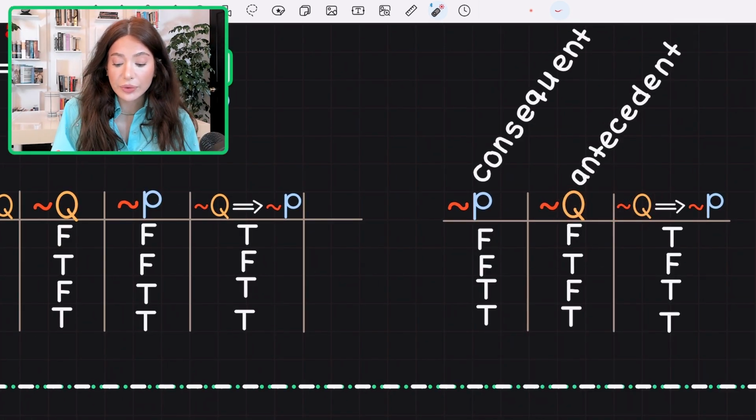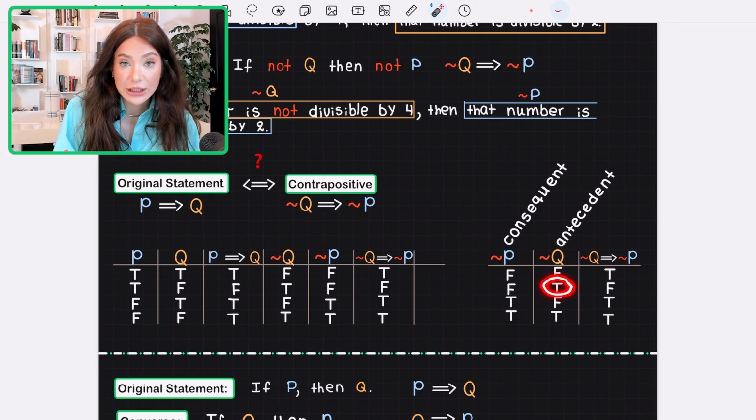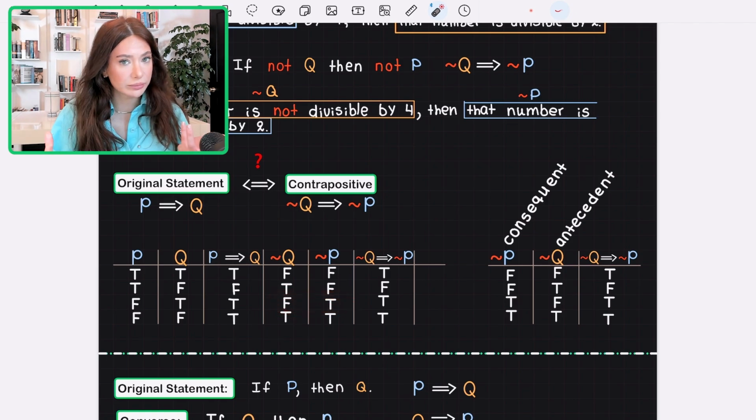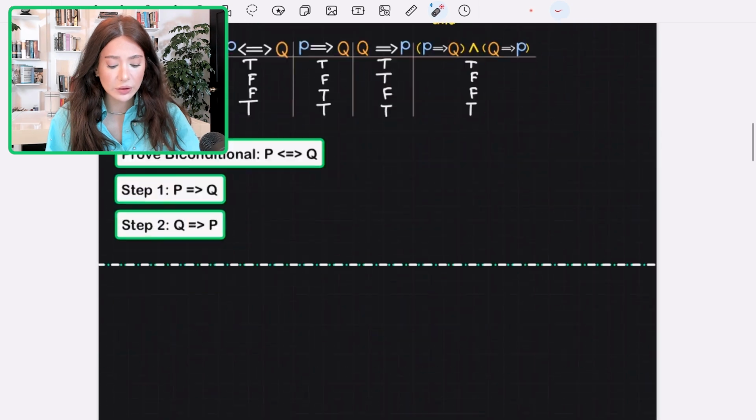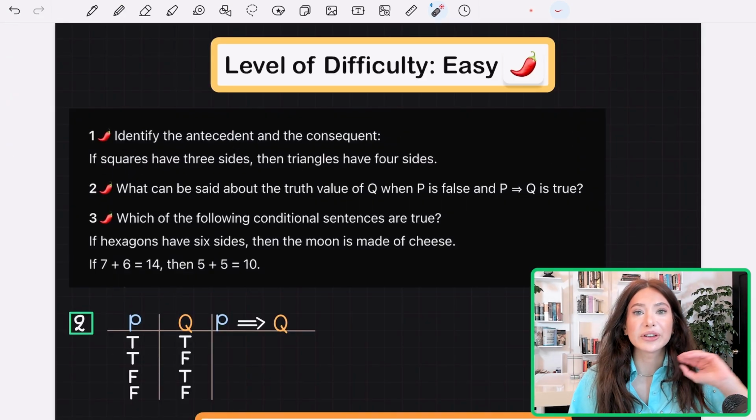And then you go this way. You're looking for when the antecedent is true and the consequent is false. That's where the whole thing is false. Not here, because in the correct order, you would look for that. So anyway, don't let that confuse you. Now I'm going to start solving problems. First, let's start with level easy.